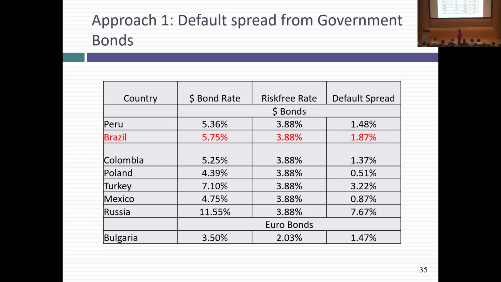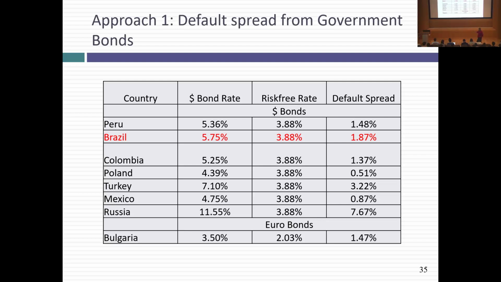Started 2014, you're trying to get a risk-free rate in Brazilian reais. You want a default spread for Brazil. First stop was, I found a Brazilian 10-year dollar bond, 5.75%. That's a traded bond. That's the yield to maturity or interest rate on the bond. 3.88% was the government bond rate in US dollars.